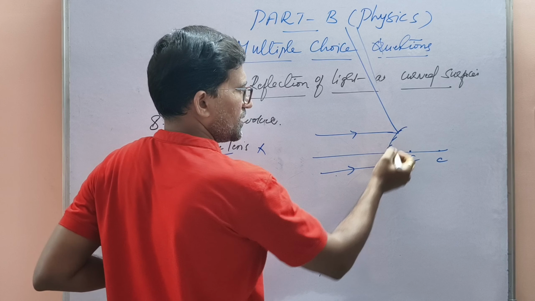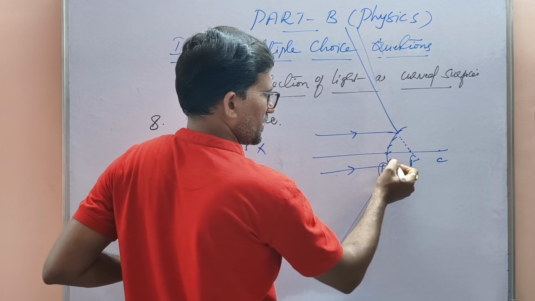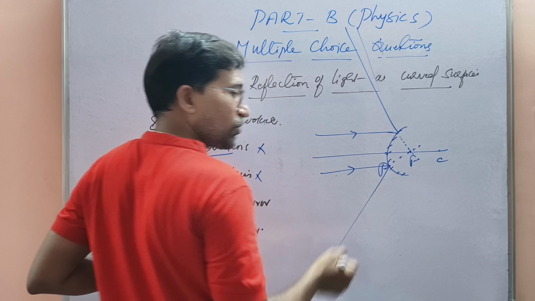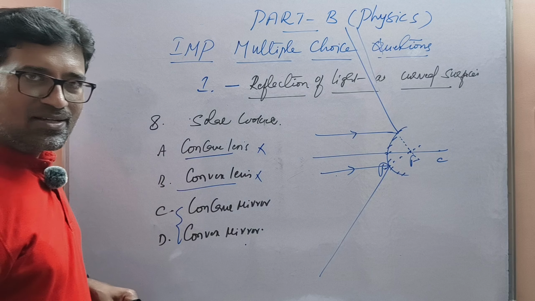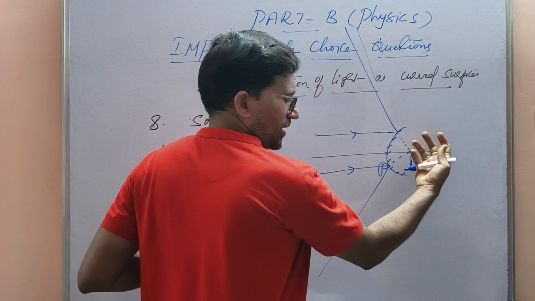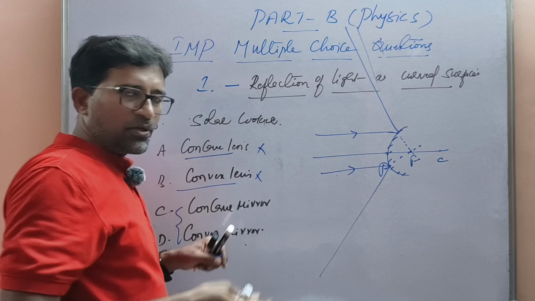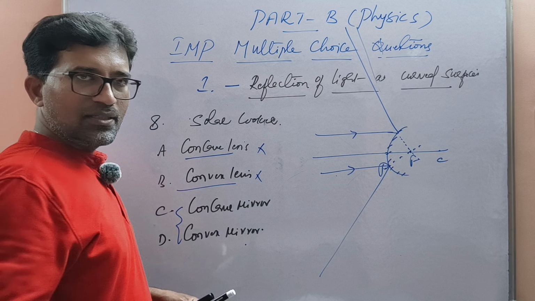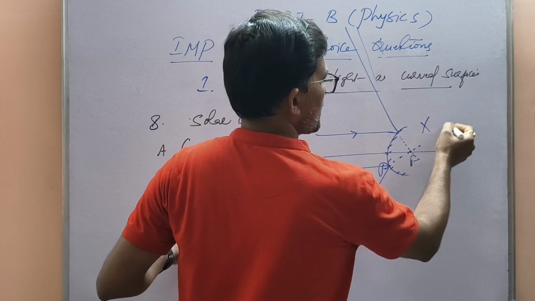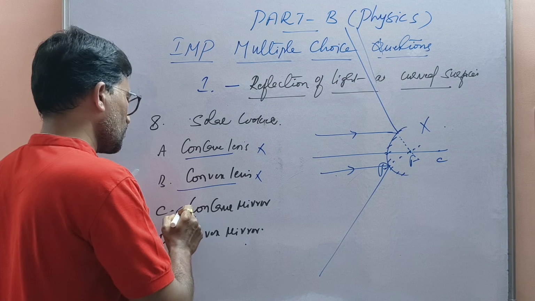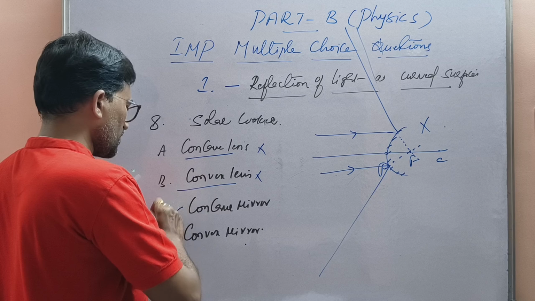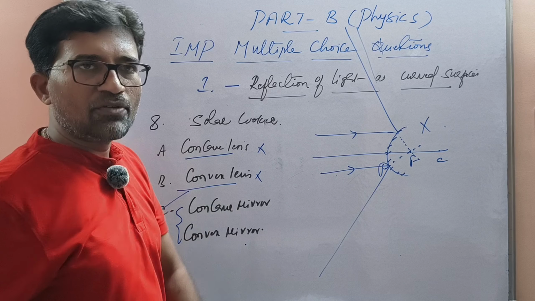They will move like this. If I extend these divergent reflected rays backwards, they will meet at the focus but inside the mirror. Can you keep any vessel to heat up within the mirror? It's highly impossible. So the convex mirror is also ruled out, and what is left is only the concave mirror. The right option is C because it acts like a converging mirror.